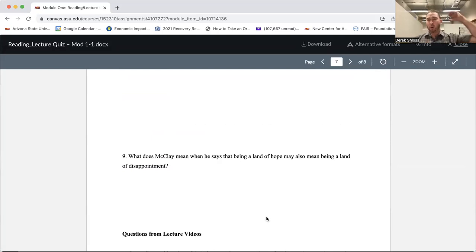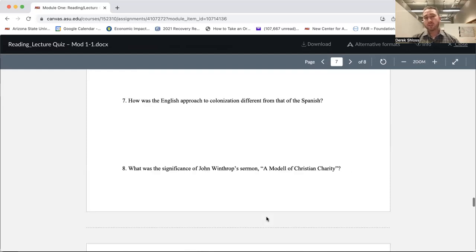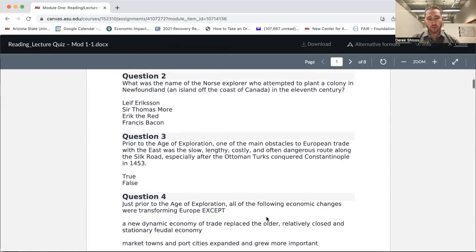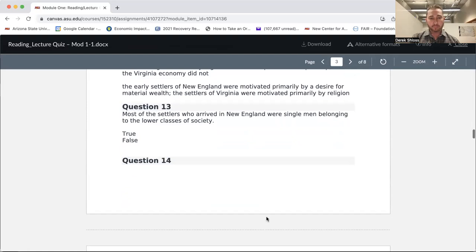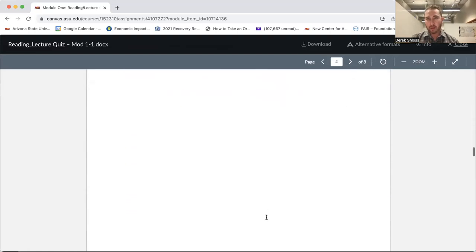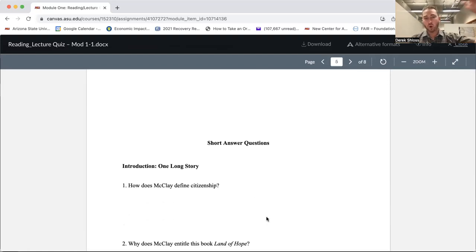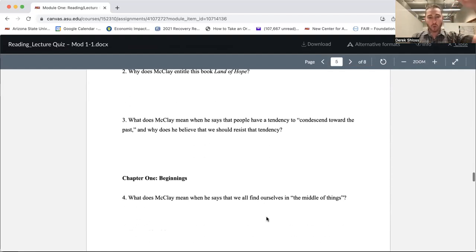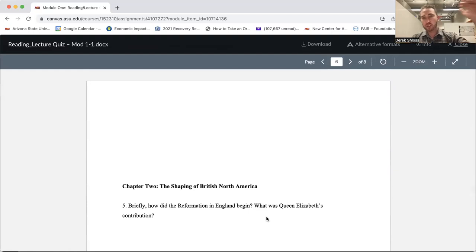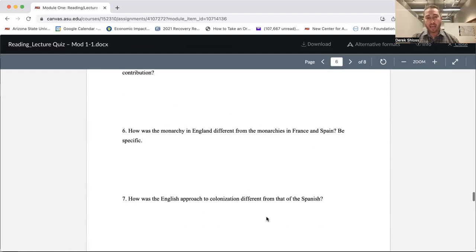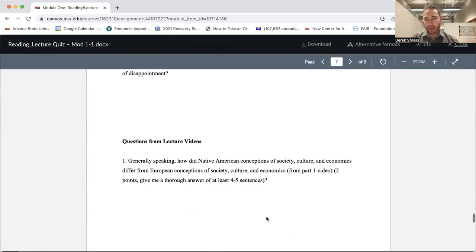And you'll notice that the questions go in order within the context of the Maclay book. So basically, your first 15 multiple choice questions are essentially going to go in order within the context of the Maclay reading, then it's going to start over. In fact, you could see introduction, one long story. It's a few questions from that section. Then you get to chapter 1, beginnings, a few questions from that, or I guess just one question. And then chapter 2, the shape of British North America. And there's a few questions associated with that.